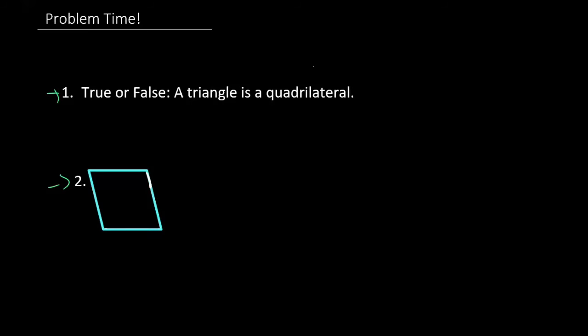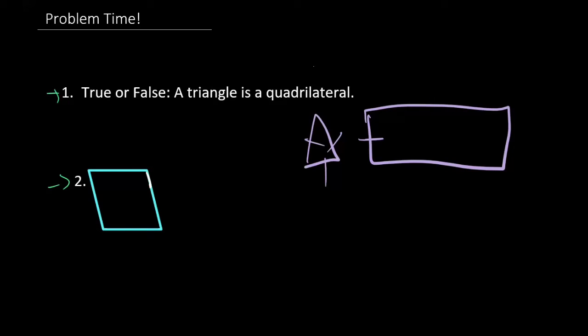A triangle is a quadrilateral. And I know this definitely is wrong because a triangle is a shape with three lines, and a quadrilateral is a shape with four lines. Okay? And also, the interior angles of a quadrilateral add up to 360 degrees. But for a triangle, they add up to 180 degrees. So a triangle cannot be a quadrilateral, or a quadrilateral cannot be a triangle. So this is a false statement.